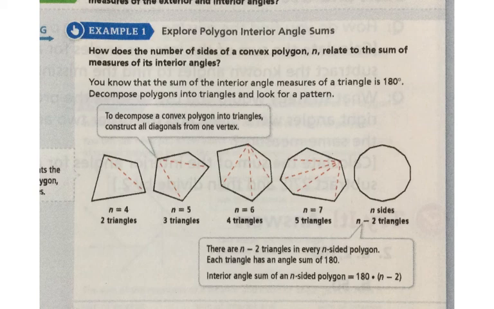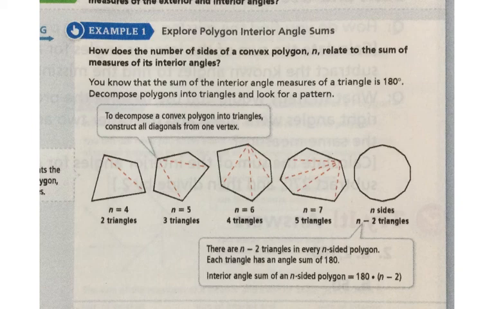We've got a pentagon. What are the names for these? A five-sided figure is a pentagon. A six-sided figure is a hexagon. A seven-sided figure, heptagon, absolutely. An eight-sided figure, octagon. Right?